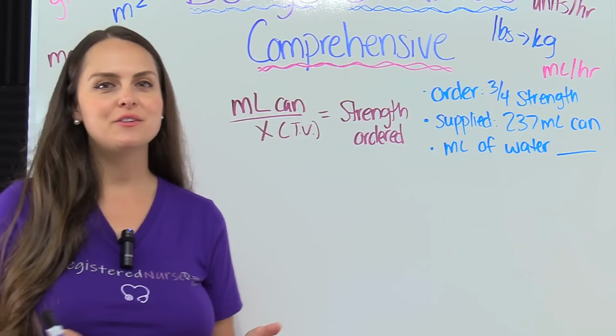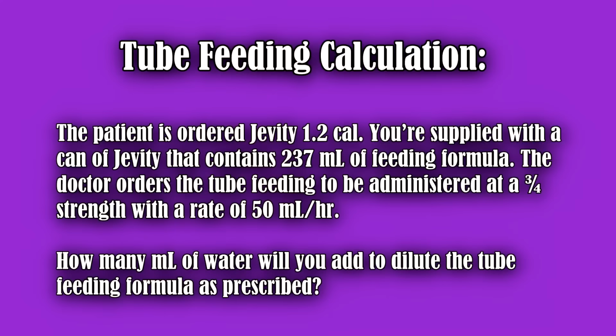Now let's work a tube feeding problem. So our problem says the patient is ordered Gevity 1.2 cal. You're supplied with a can of Gevity that contains 237 milliliters of feeding formula. The doctor orders the tube feeding to be administered at 3/4 strength with a rate of 50 mLs per hour. How many milliliters of water will you add to dilute the tube feeding formula as prescribed?